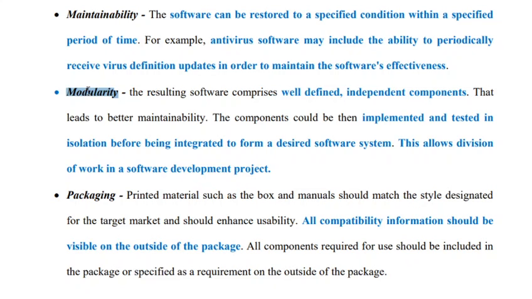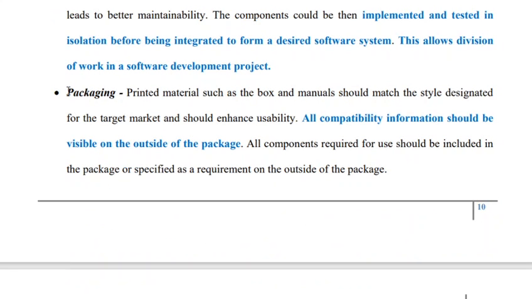So whenever modules are being built for a system, it should be built as a reusable module so that it can be reused in some other components or some other system. Now, packaging is a mechanism of bundling everything together belonging to a software system. So all compatible information should be visible outside the package. So package is a mechanism for bundling all the necessary artifacts pertaining to a particular system.